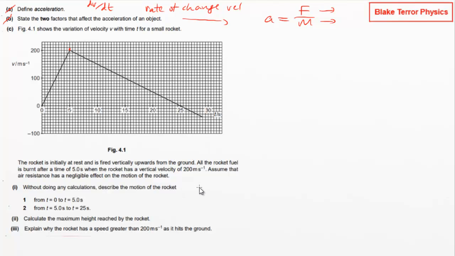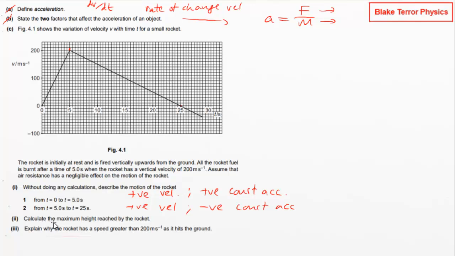Okay, so we've got a positive velocity and we've got a positive constant acceleration. We don't want to do any calculations. I mean, there isn't really too much more to say apart from that. Positive velocity going from 0 to a maximum, and then from t equals 5 to t equals 25. Okay, so we've still got positive velocity and we've got a negative constant acceleration. So that seems to be the bits of interest there.